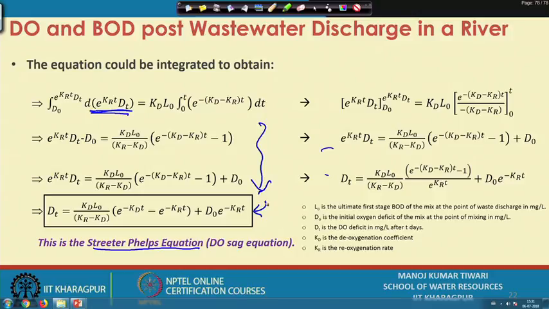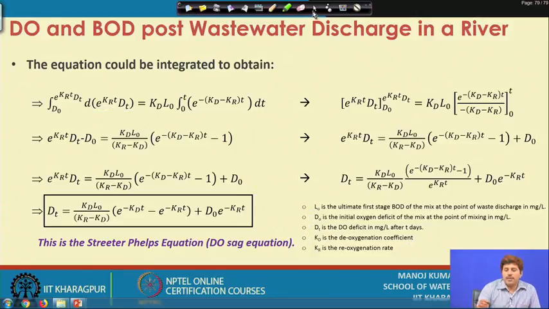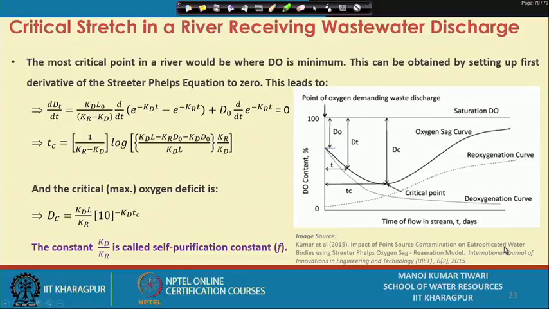This is the standard solution. We will not discuss each and every step in detail, and the notations remain the same. L0 is your ultimate BOD, D0 is your initial oxygen deficit, Dt is the oxygen deficit at any given point of time, and Kd and Kr are respectively the deoxygenation and reoxygenation coefficients per unit time. If your time is in days, the unit of these coefficients will be day inverse. This way we can get the DO profile also, and we have seen earlier how this DO profile looks in the Streeter-Phelps equation. So, we get a net dissolved oxygen profile like this line that you have here.